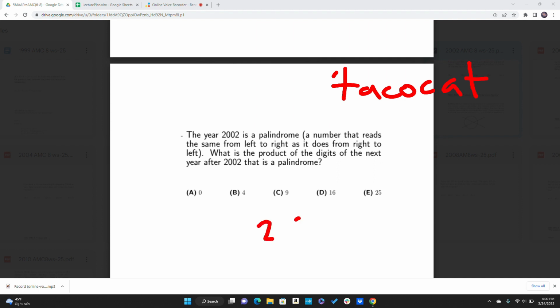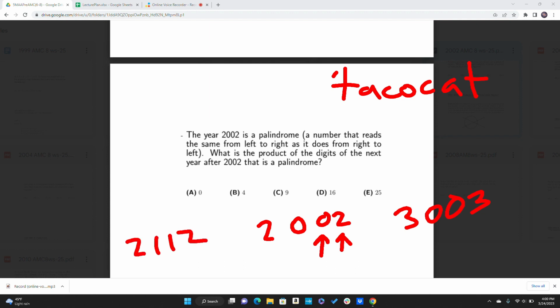Well, we've got two sets of numbers we could change, right? So either we change the 2 or we change the 0. If we made the next biggest number after the 2, that would be 3003, right? That's pretty big. Let's see if we can have another one. What if we increase the 0 instead? Instead of 2002, we have 2112. That looks pretty good. That's our next closest palindrome, right? That's less than 3003. So that's our next palindrome after 2002.